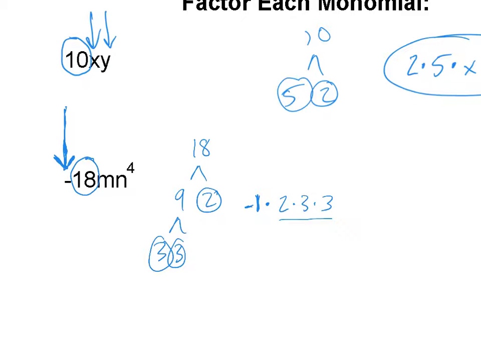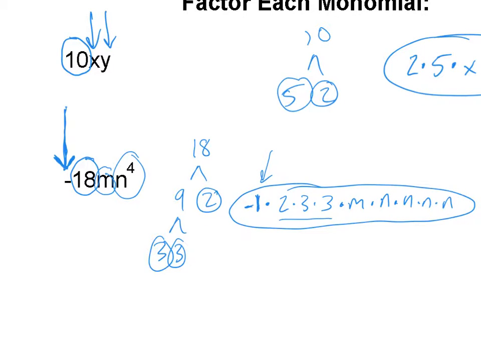Okay, so if it's a negative number, when you're done making your factor tree, add a negative 1 to the beginning of your list, okay? Then we have 1m, so times m. And then we have 4n's, times n times n times n times n. There we go. And we've completely factored that monomial.